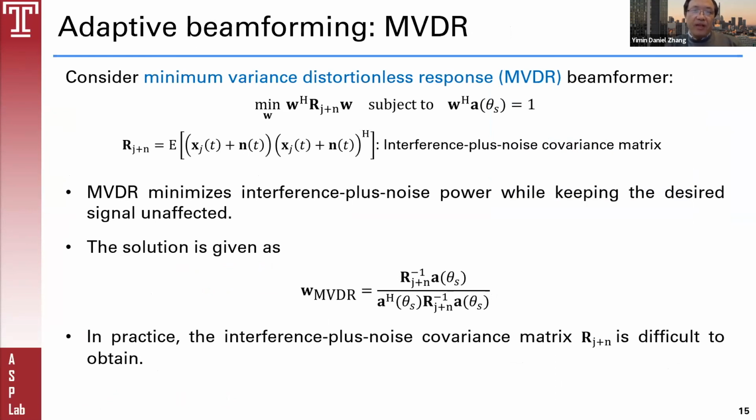A really effective beamformer is the MVDR, which minimizes the interference plus noise power while keeping the desired signal unaffected. We can see here it is trying to minimize this, which represents the power of the interference plus noise, and this R_{I+N} is the interference plus noise coherence matrix. The constraint is that the array response in the direction of the desired signal is one, meaning the desired signal is unaffected. This solution is well known and is given by this expression: the inverse of the interference plus noise coherence matrix multiplied by the steering vector of the desired signal.